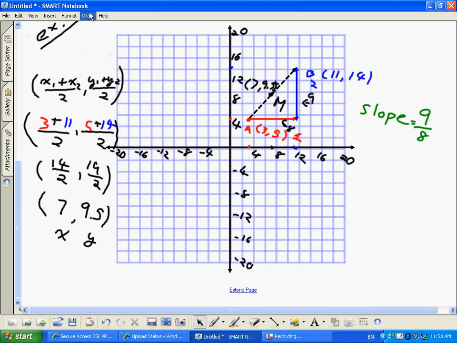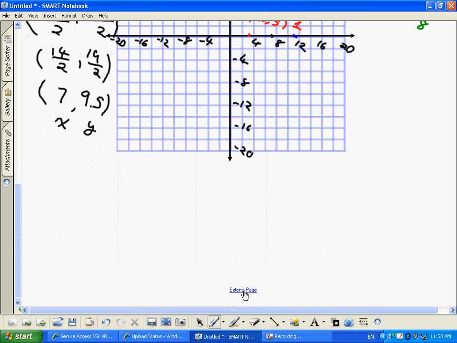Okay, I want you guys to try number 1. Page 66. Try number 1 right now, A, B, C, and D.